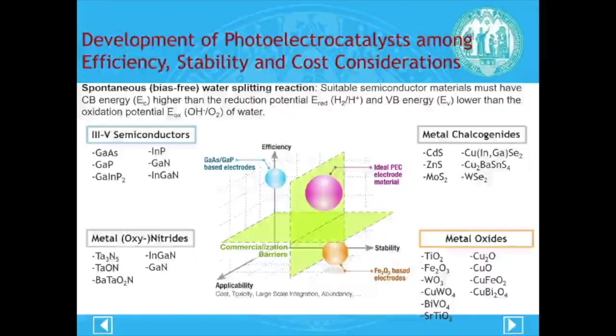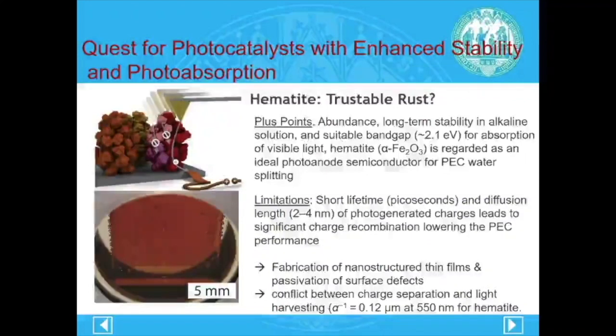The metal oxides are stable, and most of the metal oxides are stable, for example, in the pH range which is needed, but they have the intrinsic problem of low electronic conductivity. And this is something which is being optimized by adding dopants or by different other techniques. So one example which is very well known is the iron oxide hematite.